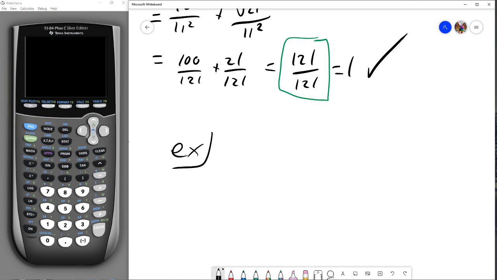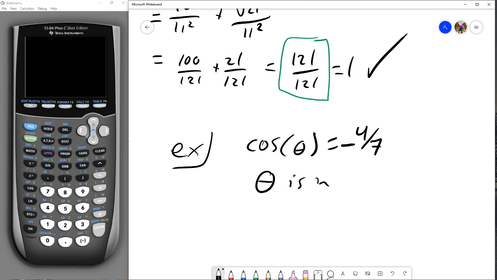For example, let's say cosine theta is equal to negative 4/7, and we're told that theta is in quadrant 3. Then our question is, what is sine of theta equal to?